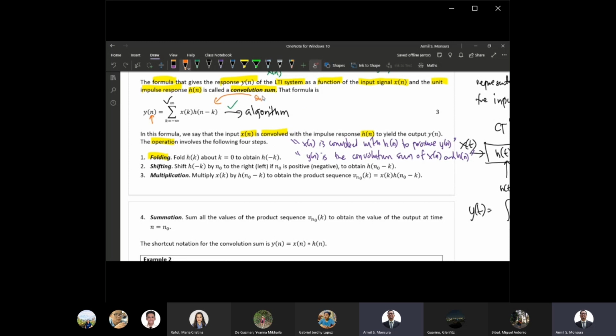So, substitution into 3, okay, requires replacement of the variable n with k. So lahat ng n, okay, ibig sabihin pag nagsubstitute kayo ng x of n dito, lahat ng n nung x of n gagawin yung k. So that it becomes x of k.